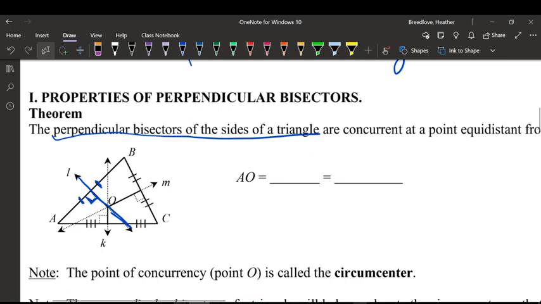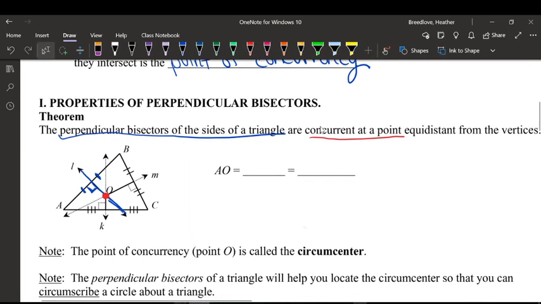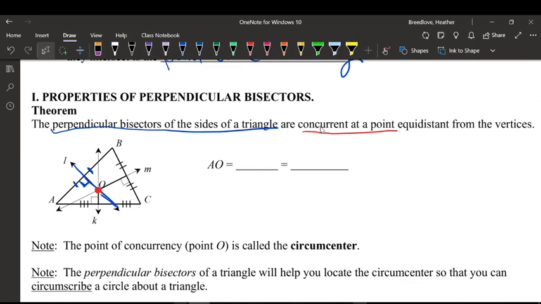So the perpendicular bisectors of the sides of a triangle, because there's three sides, so there's three of those bisectors, they are concurrent. We just talked about what that means. It means they meet at a point. So here it's going to be this point O. And that point is equidistant from the vertices.